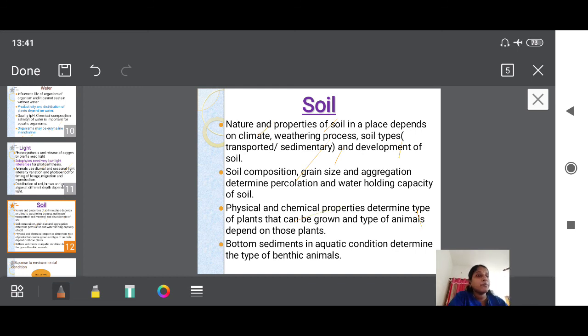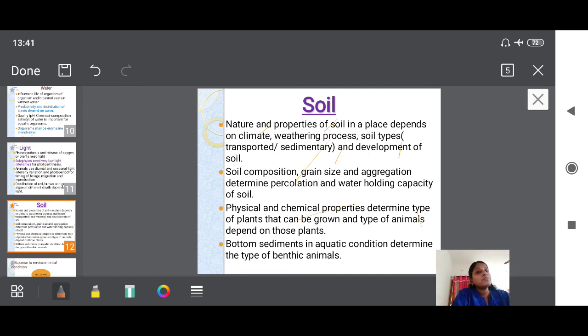Yeah, what type of soil it is, red soil, loamy soil, alluvial soil, black soil, these all soil determines what type of plants can be cultivated there, what type of plants can be growing there. All plants cannot grow in all places, isn't it? So as well as based on that, in animals also you can find which type of insects and all will be present, worms and all will be present. It is all depending upon the type of soil.